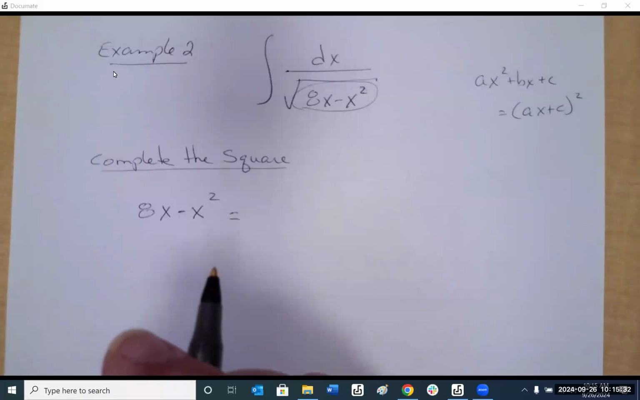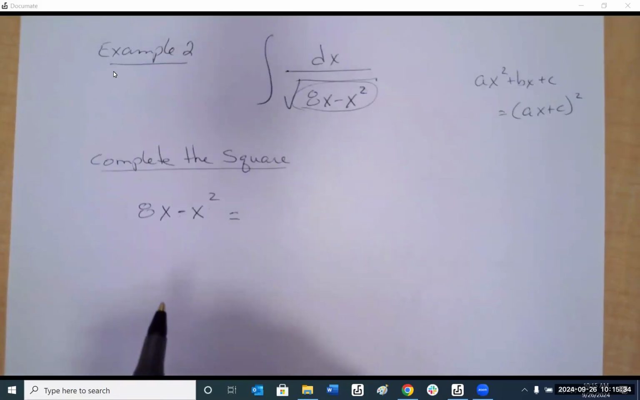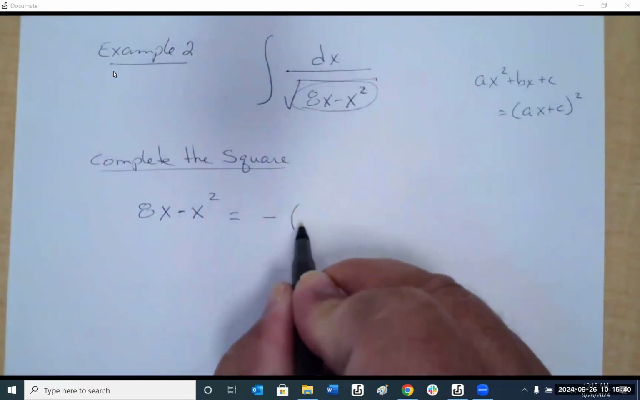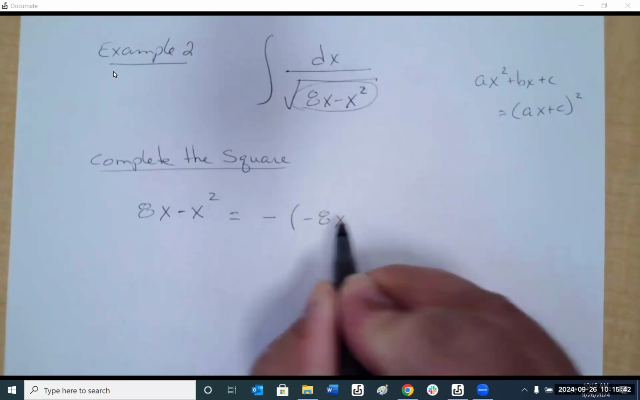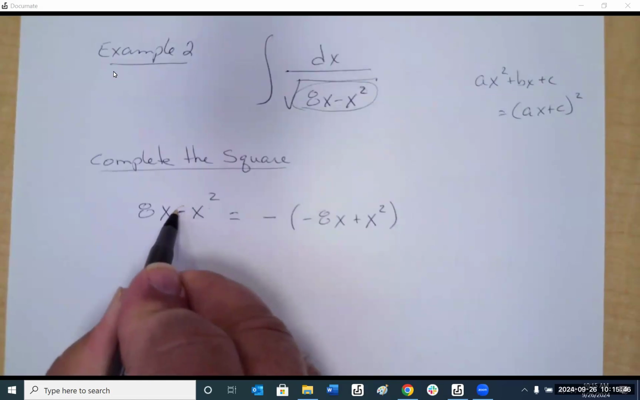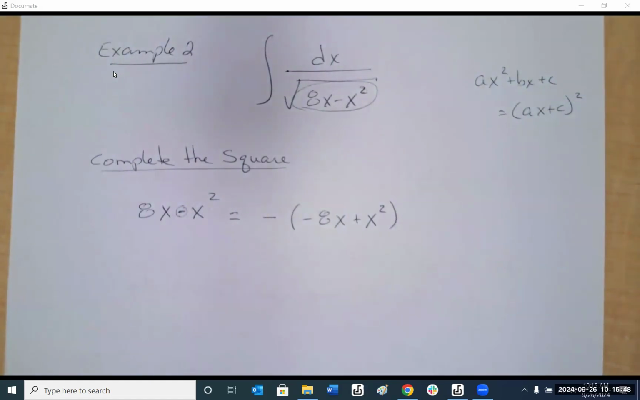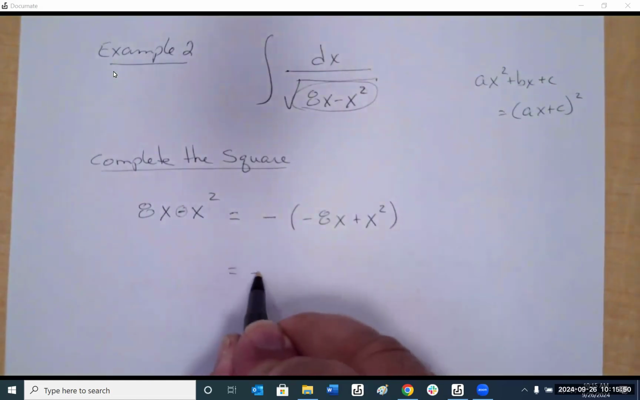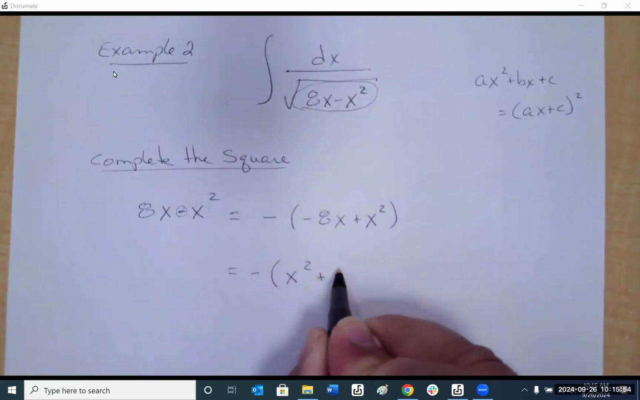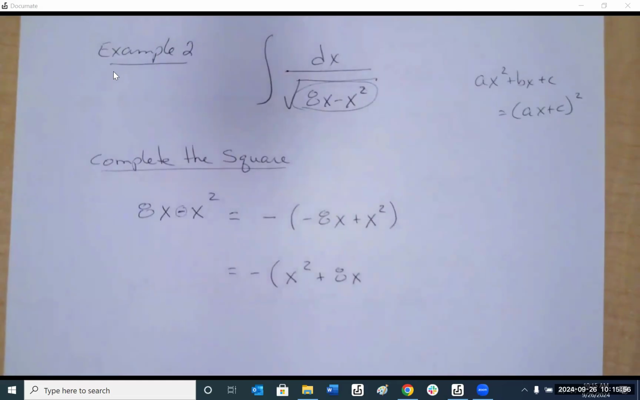The rule for completing the square is your leading coefficient has to be 1, positive 1. So what we have to do here is factor out a negative. We have to get rid of that negative sign. So that gives us this equation.